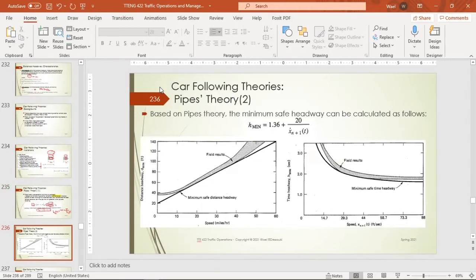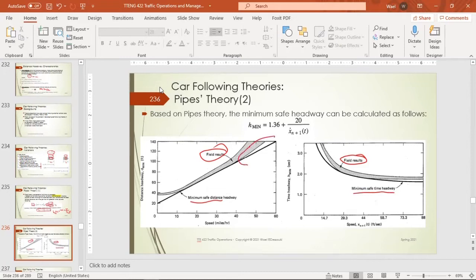Pipes plotted the values that he got from his model and compared them with field results. There was a data set that he had observed, of several drivers at different times, at different speeds, and he measured their minimum safe distance headway and their minimum safe time headway. And the gray area, that's the field results. The solid line, that's the value that you get from Pipes' theory.